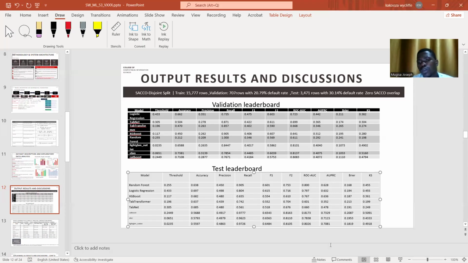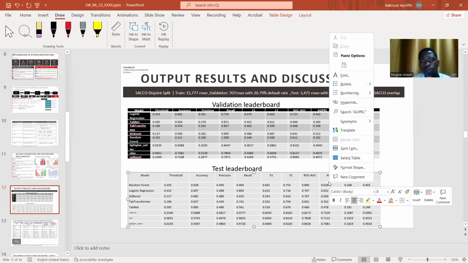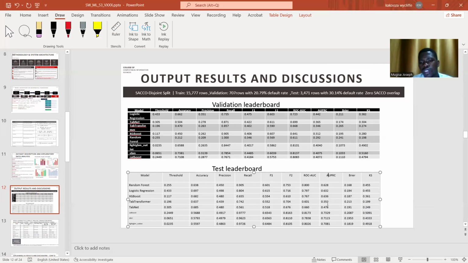So how is this area under precision recall derived? It is derived in a manner that we calculate the precision and recall under different thresholds, and then afterwards we plot, and after plotting we get the area under it. And then we have the F2 score. That one is the one that weighs recall more than precision.